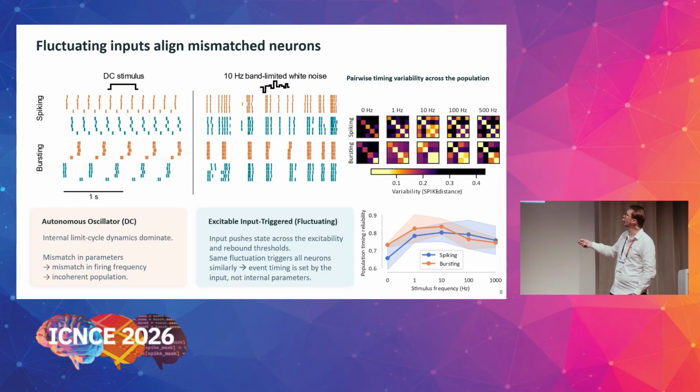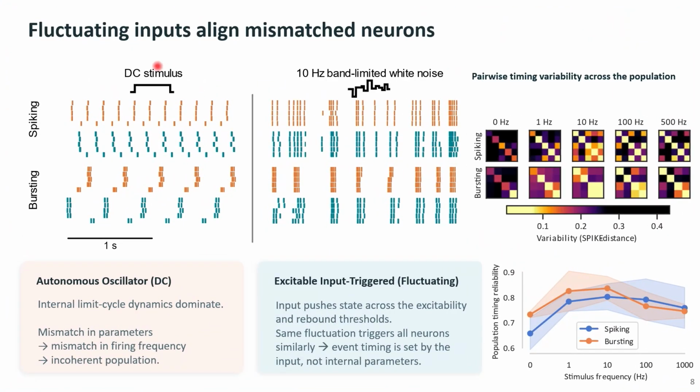And well, I think the results kind of speak for themselves, where you have on the left a DC stimulus, and you see not only the jitter between trials, but that across different neurons. So the orange and teal neuron here are two different neurons. And well, they're firing at different frequencies, so you don't really ever have agreement in the spike times, because they work again as a limit cycle with their own internal dynamics, their own parameters, and mismatch dominates.